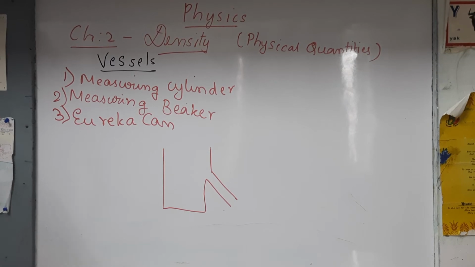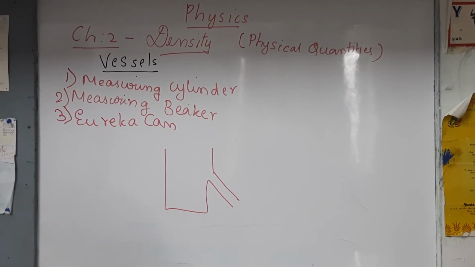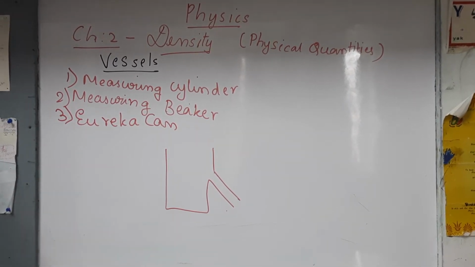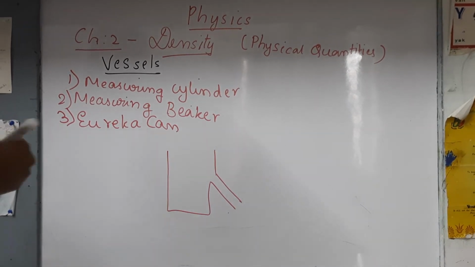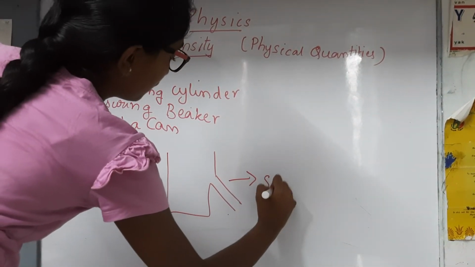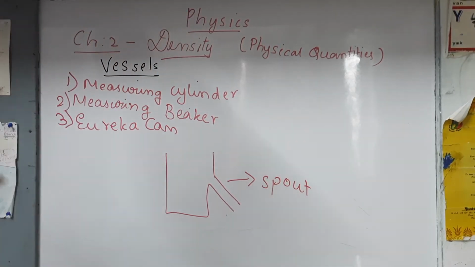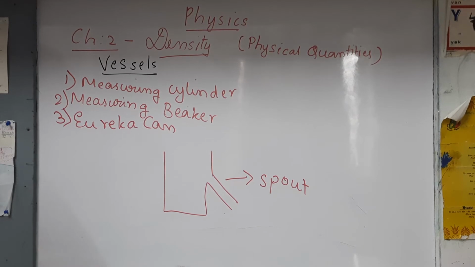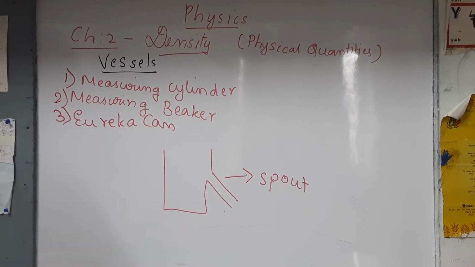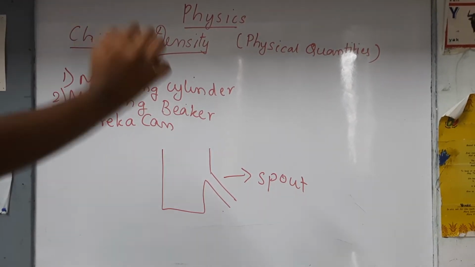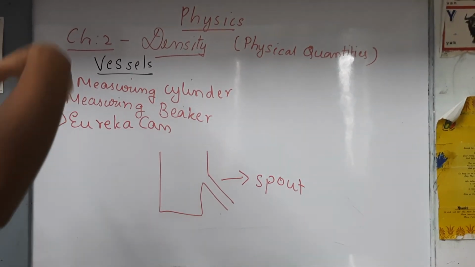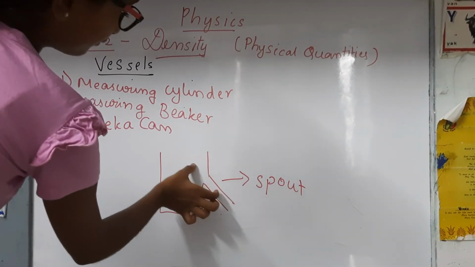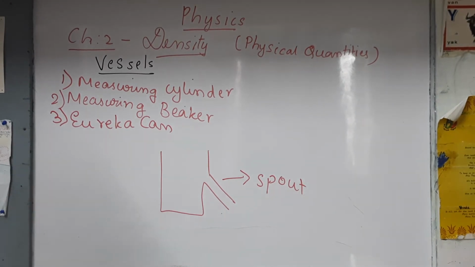A Eureka can is a glass, polythene, or metal beaker with a side opening. This side opening is called a spout. Thus the beaker can contain a volume of liquid only up to the spout. Any excess liquid overflows through the spout. If I go till here, everything will fall from the spout.